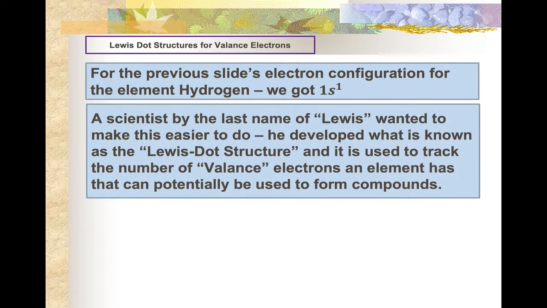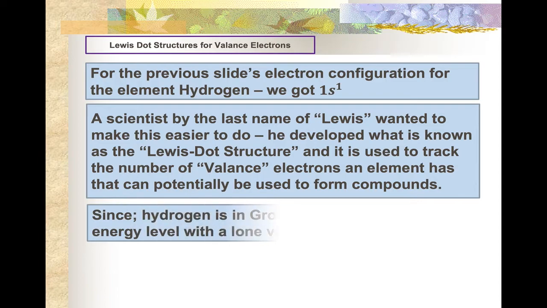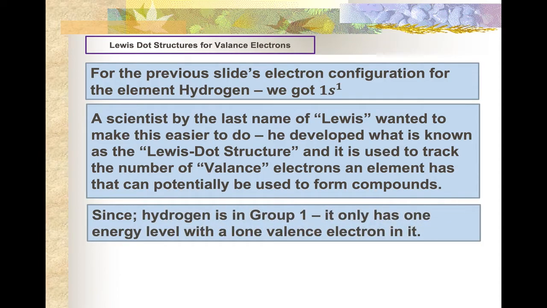So the scientist by the name of Lewis wanted to make it easier, so he developed, humbly so, calling it after himself, the Lewis dot structure. And he uses it to track the number of valence electrons an element has that potentially we can use to form compounds. And since hydrogen is in group 1, it only has one energy level, one ring, with one little lone valence electron on it.